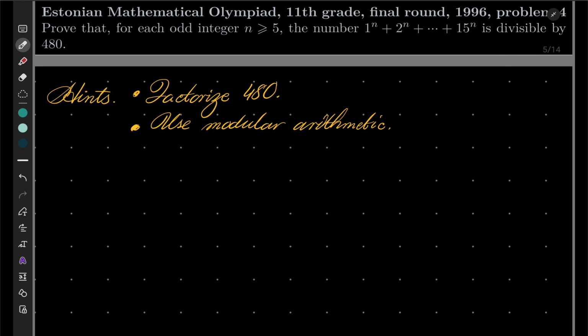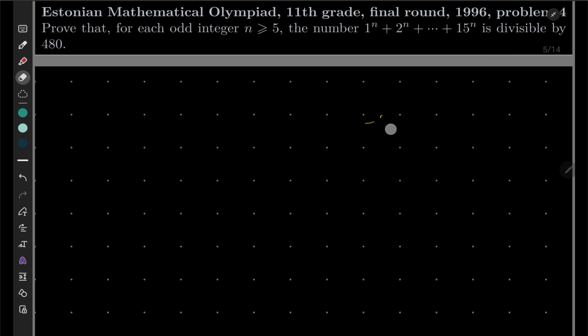480. So my hints for this problem: first of all, factorize 480 and then use modular arithmetic modulo every factor of 480. So I hope that you tried it. First of all, it's very easy to see that 480 is 2^5 times 3 times 5. So it suffices to show that our sum is congruent to 0 modulo 3, modulo 5 and modulo 32.